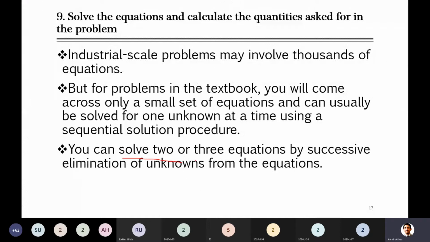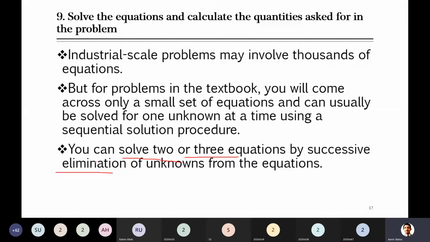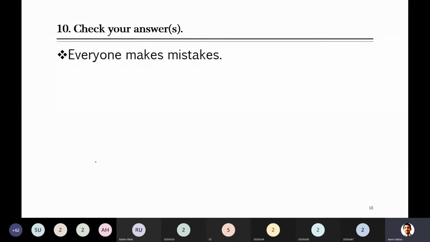He also mentioned that you can solve these 2-3 equations by successive elimination. Elimination means you find the value of one variable in the form of another variable and put it in another equation, which is converted to only one variable. So that's also one way, either to solve them simultaneously or by successive elimination of unknowns. And with this, we reach the last step. When we have solved the equations, you have found the answers, the variables you were looking for. So you have to check whether your answers are correct or not.